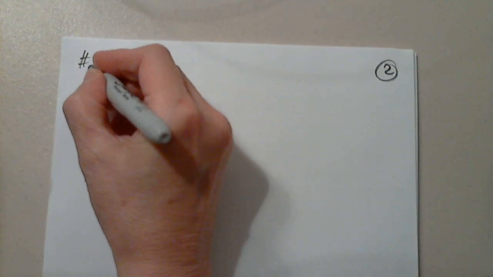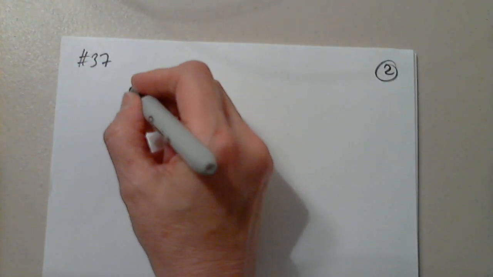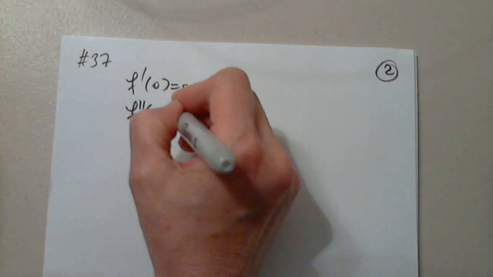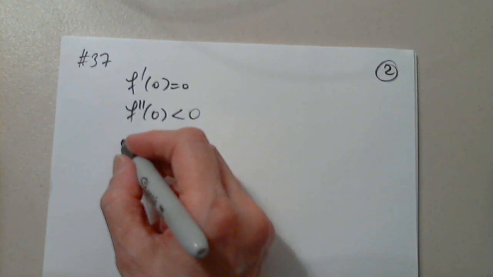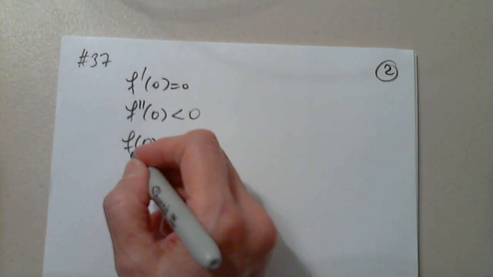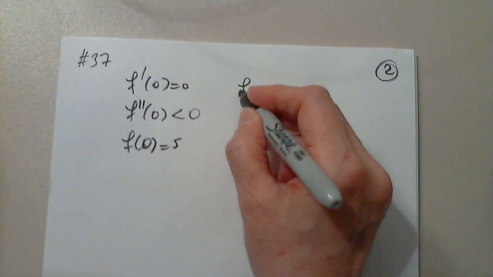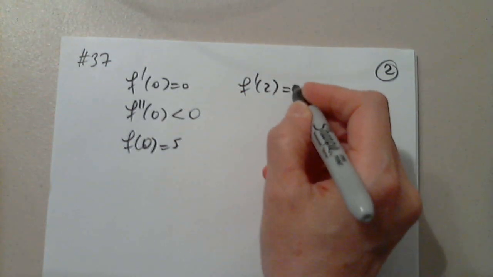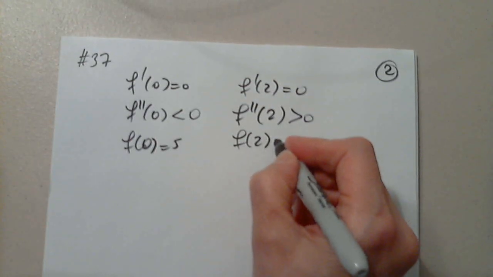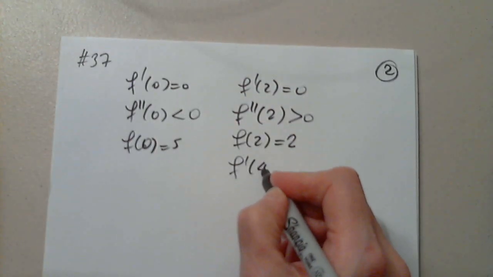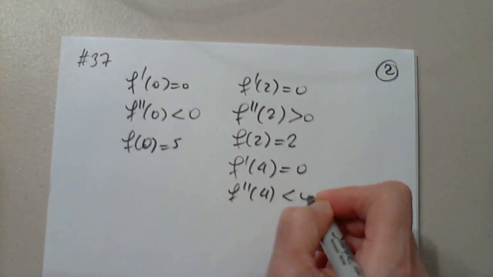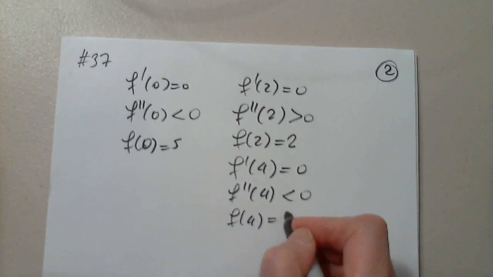An eye on what I copy. Sometimes I copy from two different problems. So f prime of 0 is 0. F double prime of 0 is less than 0. F of 0 is 5. F prime of 2 is 0. F double prime of 2 is positive. F of 2 is 2. F prime of 4 is 0. F double prime of 4 is less than 0. And f of 4 is 3.